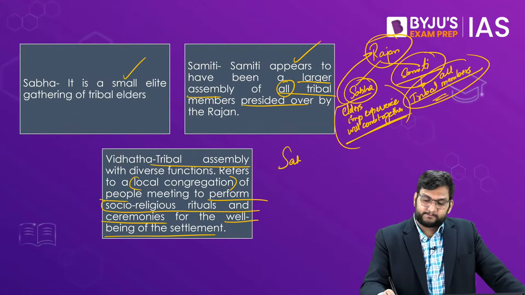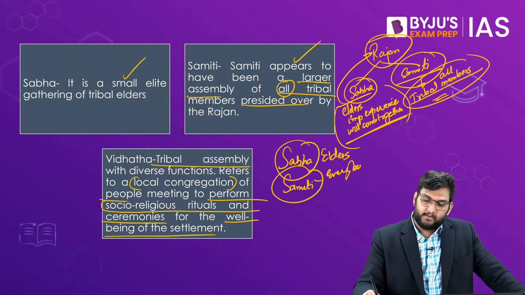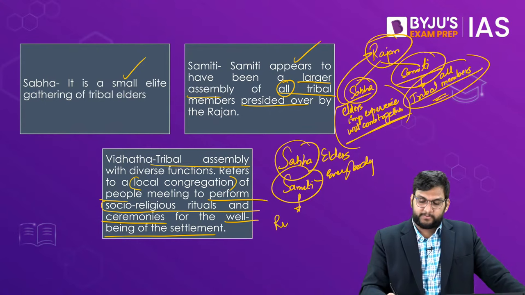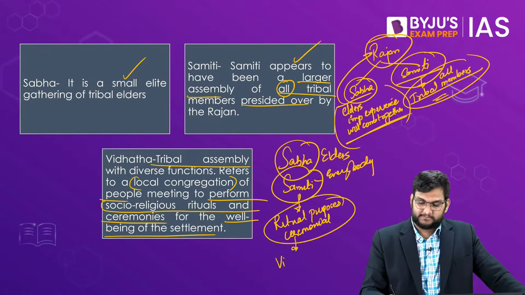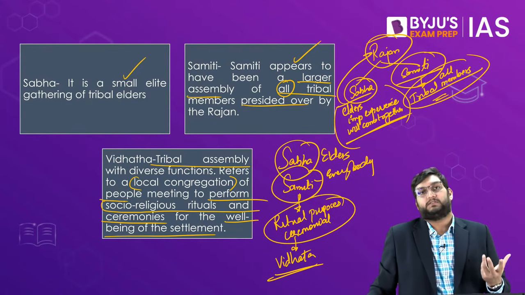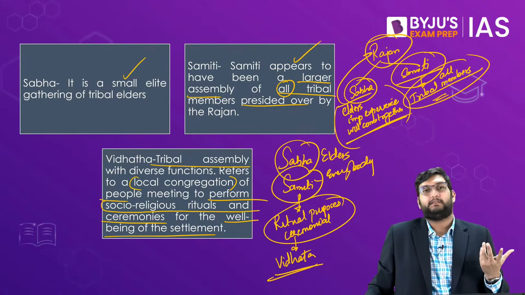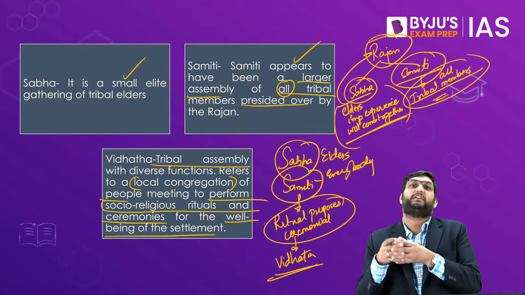Meaning, see, Sabha is exclusive, only elders. Samiti is for everybody. But then, when the Samiti, which is everybody, meets for ritual purposes or meets for ceremonial purposes, it is called Vidhatha. So the Vidhatha technically is nothing but everybody meeting for rituals. So in a small festival or in a small ritual for the well-being of the settlement, they meet for Vidhatha. So Vidhatha can meet for different purposes. Samiti meeting for different purposes is Vidhatha.